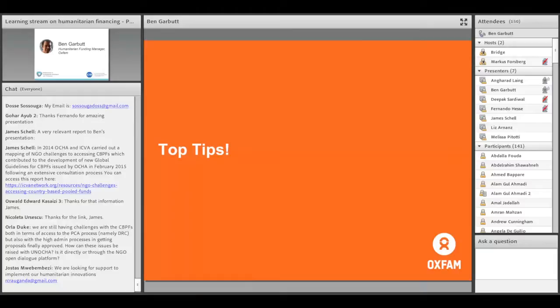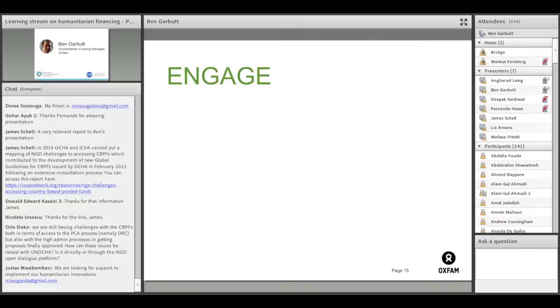Some quick top tips for you in accessing CBPFs, and these are very quick, so bear with me. The first is to engage. It sounds very simple, I know. Engage with your local OCHA team and with the cluster mechanism, but you would be very surprised at how often I find complaints that there is something wrong with a CBPF mechanism without there having been a dialogue in country about it. I would say don't limit yourselves to simply trying to access the cash. For example, what seats are available on the advisory board at a local level, or what access do you have to those who are on the advisory board, or how often are you communicating your program requirements to OCHA or others through the cluster system?